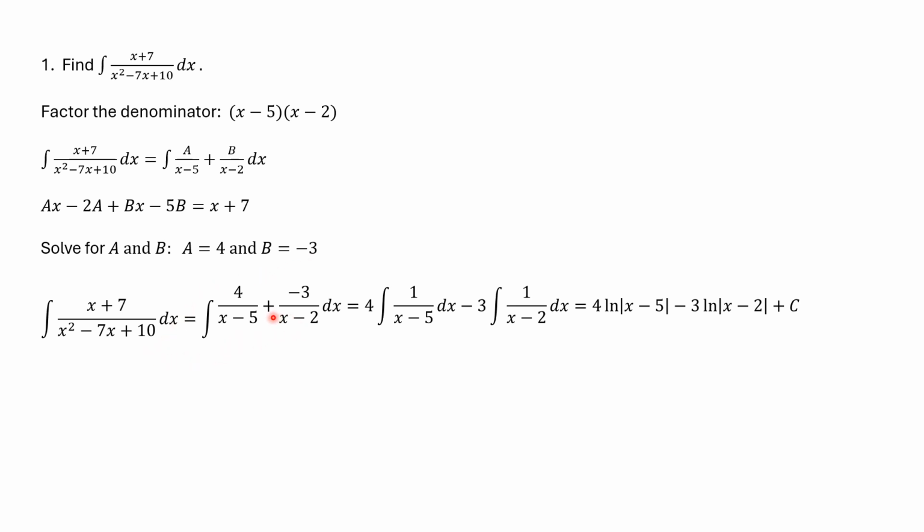And we plug them in. So we have the integral of 4 over x minus 5 minus 3 over x minus 2, which is 4 times the integral of 1 over x minus 5 dx minus 3 times the integral of 1 over x minus 2 dx. That is 4 times the natural log of x minus 5 minus 3 times the natural log of x minus 2 plus some constant of integration.